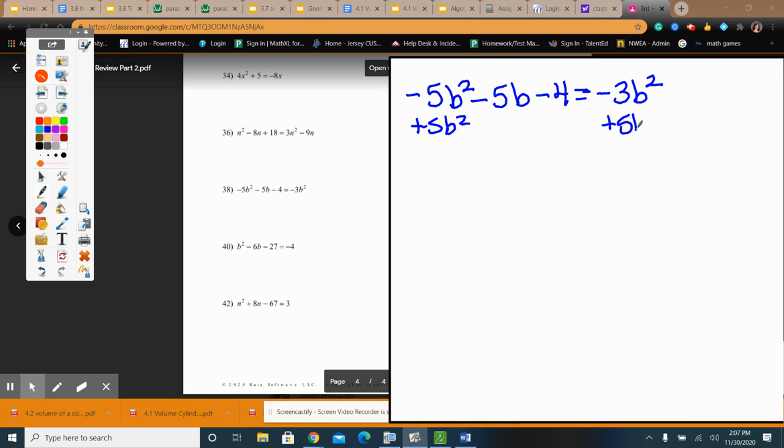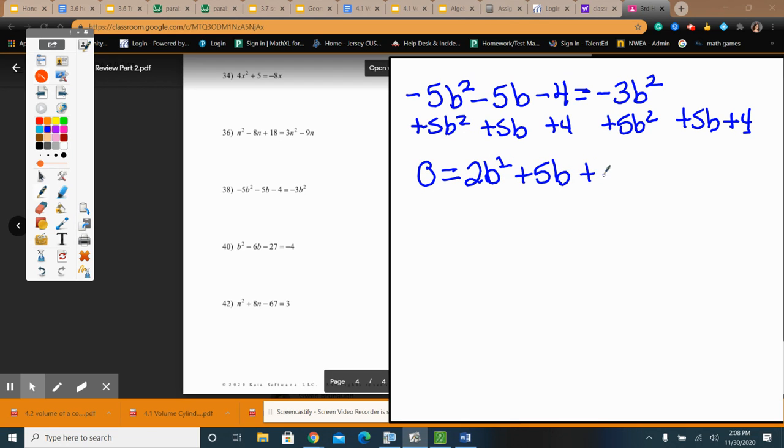5b squared, 5b, plus 4. Okay, so 0 equals 2b squared plus 5b plus 4. Do I think it factors? I don't. 2 times 4 is 8. 8 won't break down to give me 5. Don't want to complete the square. 5 is odd. Don't want to mess with it. So quadratic formula it is. A is 2, B is 5, and C is 4.